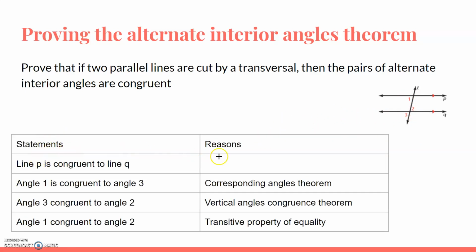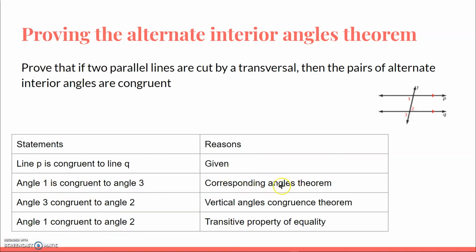So we have our statements and reasons. Line P is parallel to line Q. That's our given, so you don't necessarily need to write this, but this is optional. And angle 1 is congruent to angle 3. That's the corresponding angles theorem. And then angle 3 is congruent to angle 2 because of the vertical angles congruence theorem. And then lastly, angle 1 is congruent to angle 2. That's the transitive property of equality. So therefore, we've proved that the pairs of alternate interior angles are congruent.